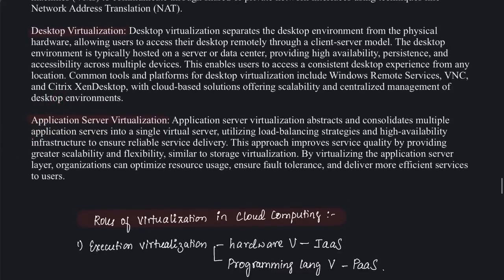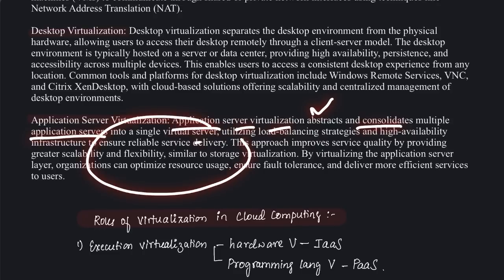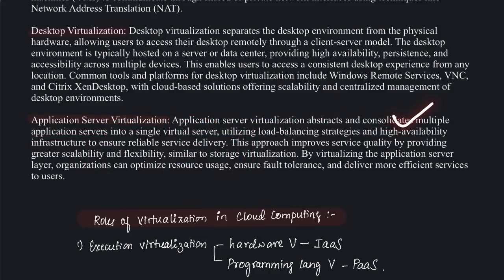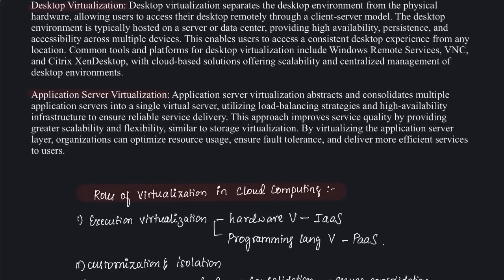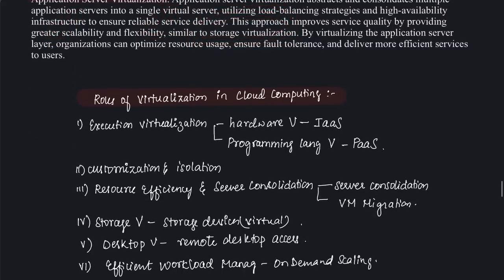Then we have application server virtualization. This will abstract and consolidate multiple application servers into one server. Thereby, we can use load balancing strategies and high availability infrastructure to enable reliable service delivery. This approach will improve the service quality by providing greater scalability and flexibility, which is similar to storage virtualization.